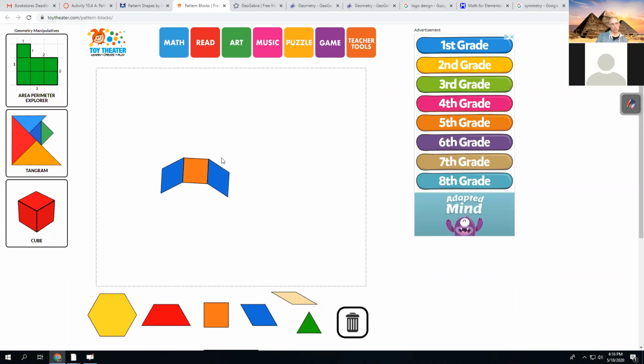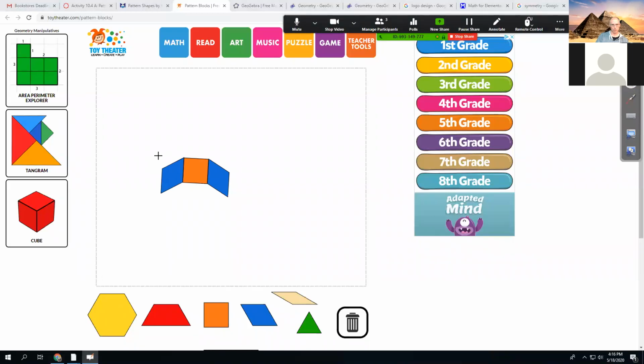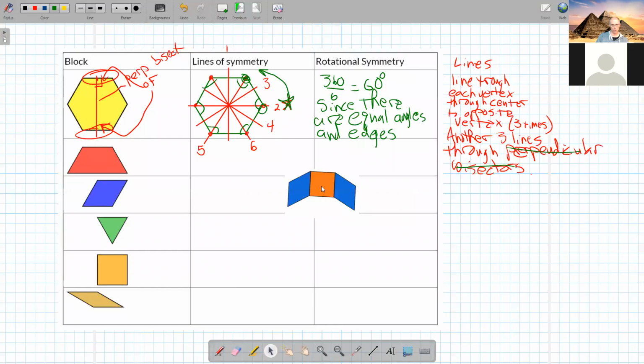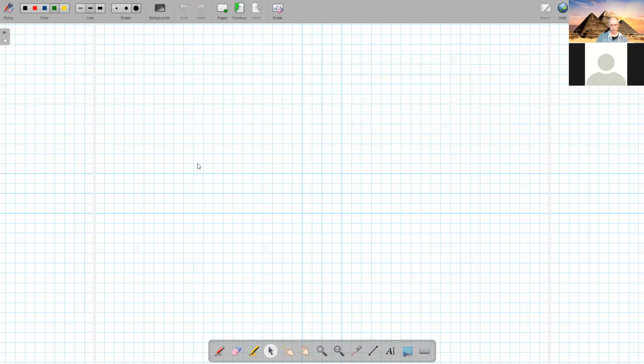So does this shape here have any symmetry? I would trace it on a piece of paper. I'll bring in my board, copy. You could get really wild and use 5, 6, 10 of these if you want. Let's see, add to current page, please. Oops, no, wrong page. New page. There we go. All right, so what does this have for symmetry?